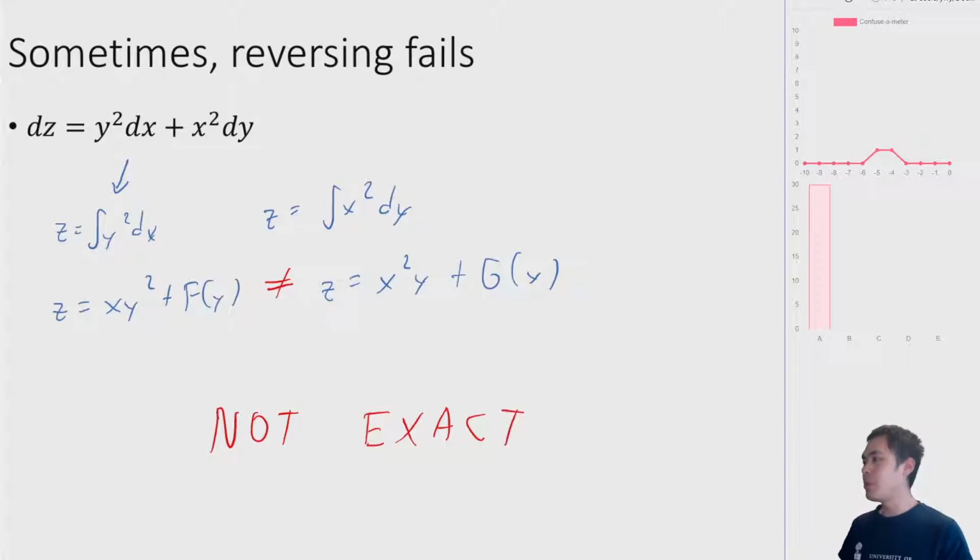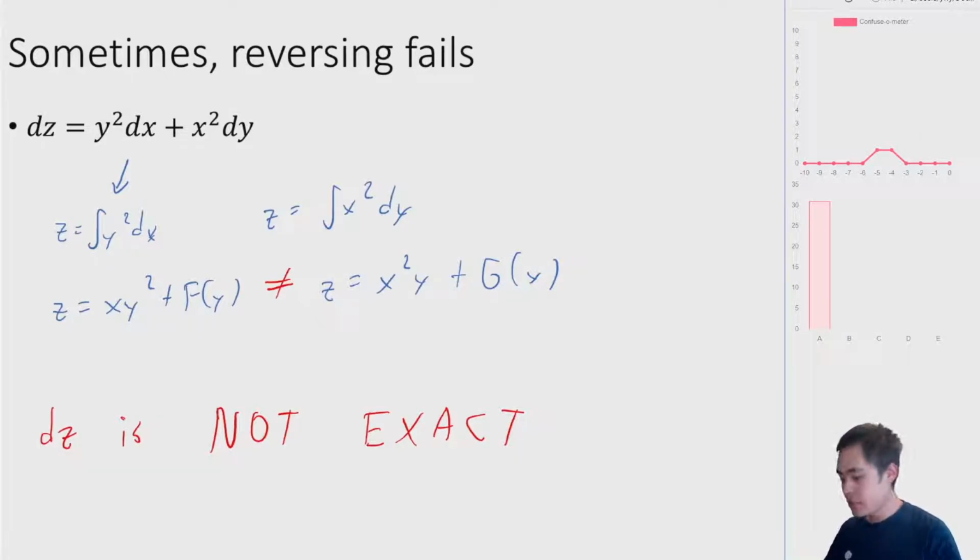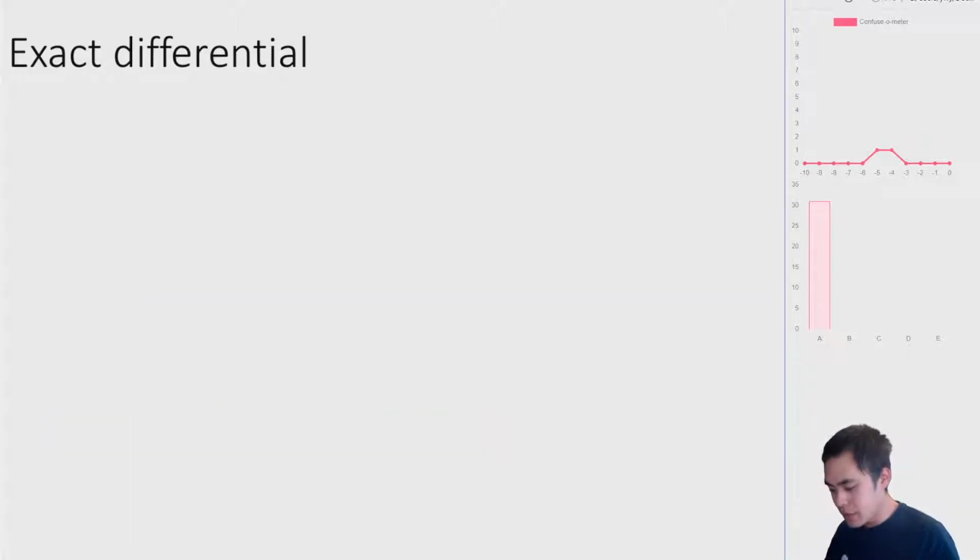This is a definition that we ended with last time, but I didn't really have time to go into it. Basically, if you can't reverse it, if it isn't the total differential of some function, then the dz is not exact. Let me repeat that with the slide I had last time. So let's see, where was I?